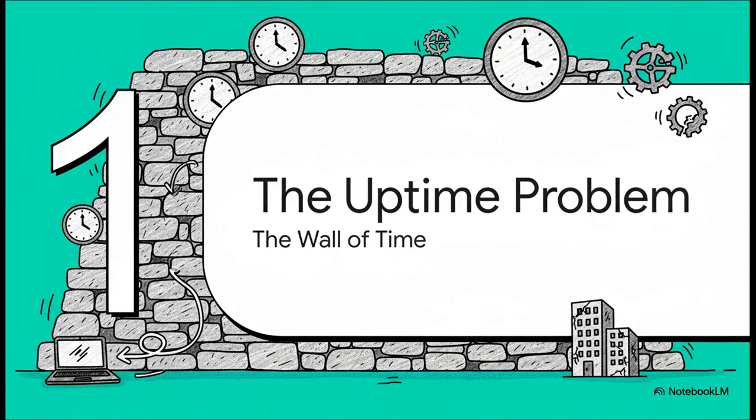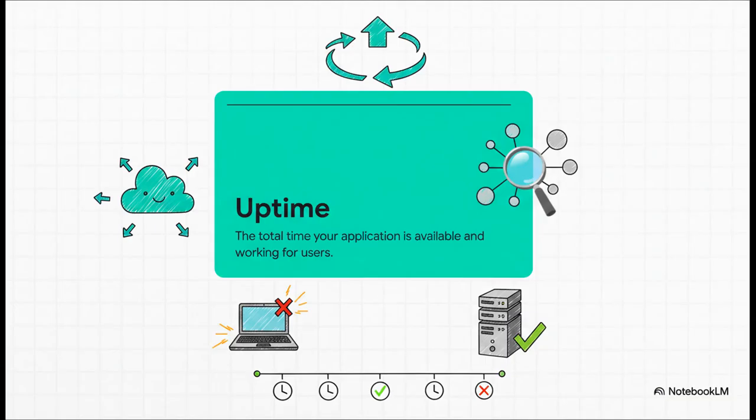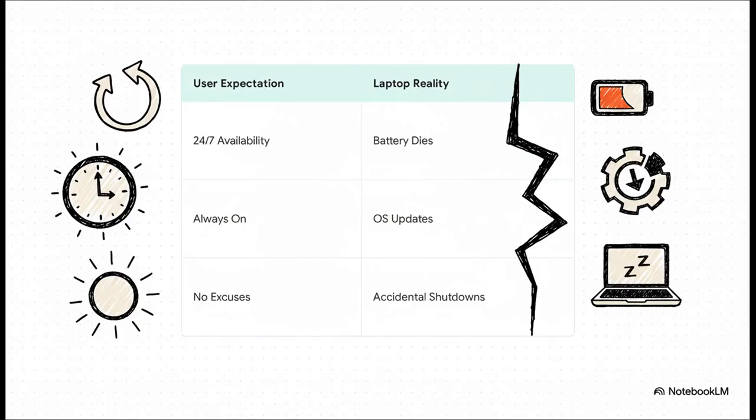And that brings us to the very first huge hurdle, the uptime problem. You can think of it as hitting the wall of time. So what's uptime? It's a super simple idea, really. It's just the total amount of time your app is online and actually working for people. That's it. It has to be available and doing its job. Sounds pretty straightforward, doesn't it? Well, not so much. See, there's this giant disconnect between what we, as users, expect and what a laptop can actually deliver. We expect our apps to be there for us 24/7, no exceptions, no excuses.